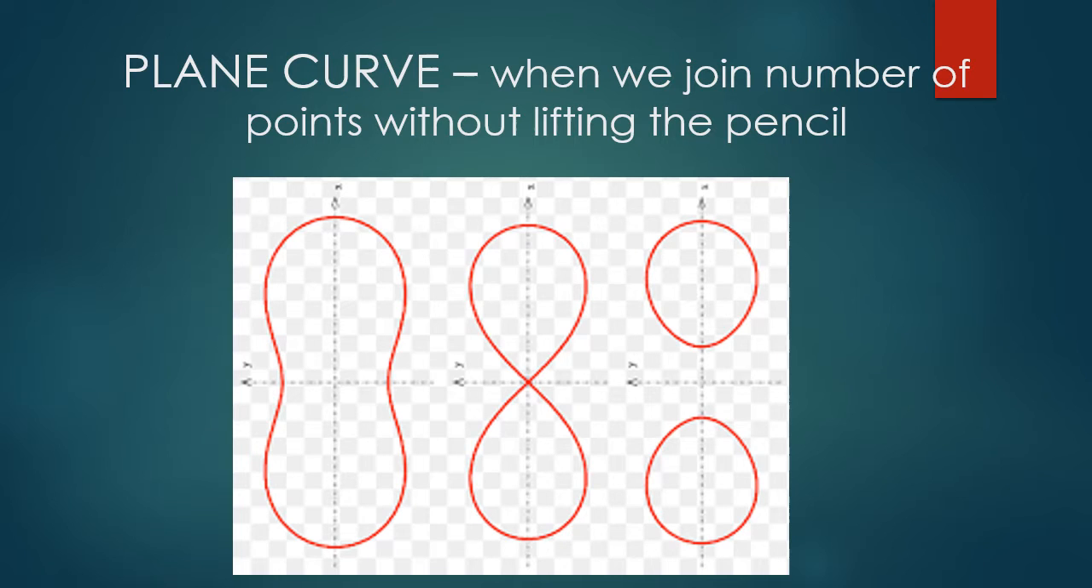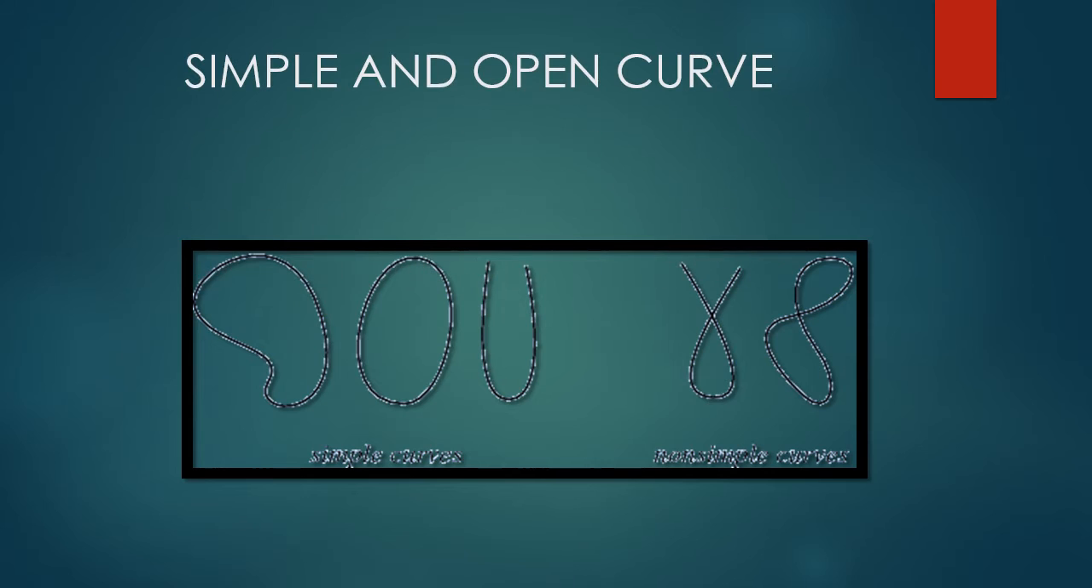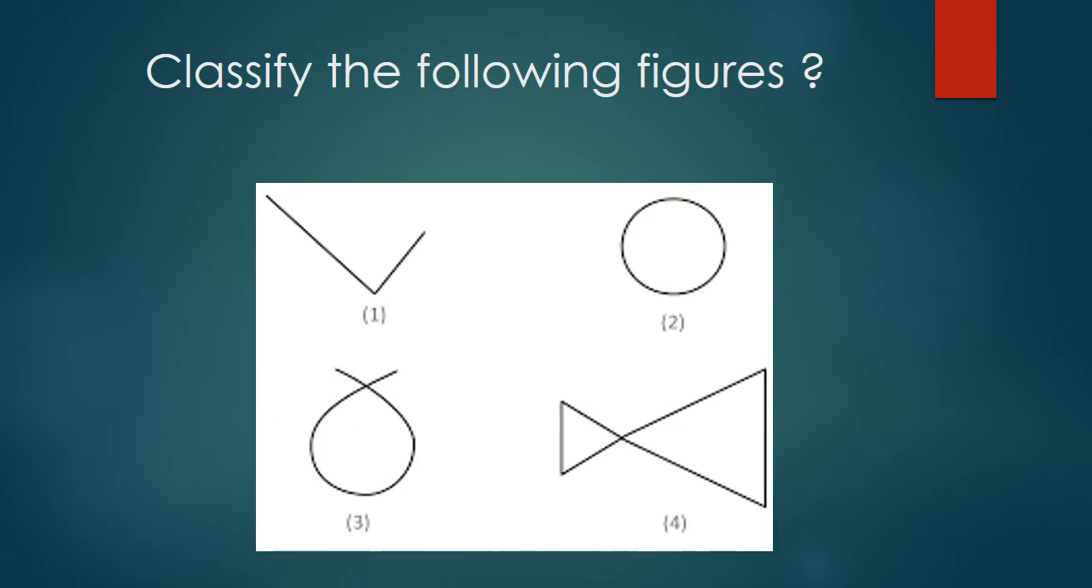Here, when we join a number of points without lifting the pencil, we call it an open curve. And next, here you can see there are curves which are complete as well as which are not complete. So we can classify them as simple and open curves. Next, now you can classify the following figures. Here you have seen there are different types of curves: simple curve, simple closed curve, and polygon. I will be discussing the polygon in the next slide.